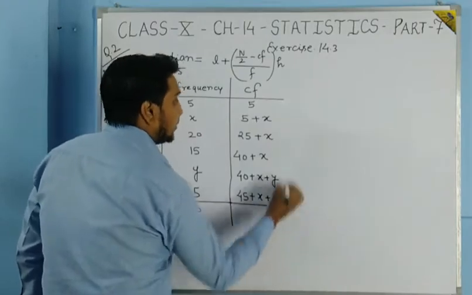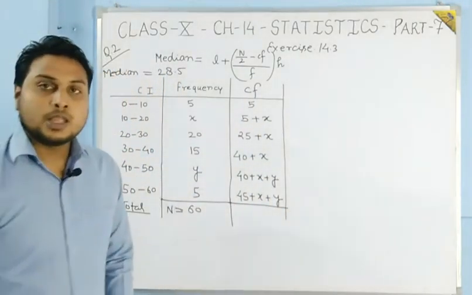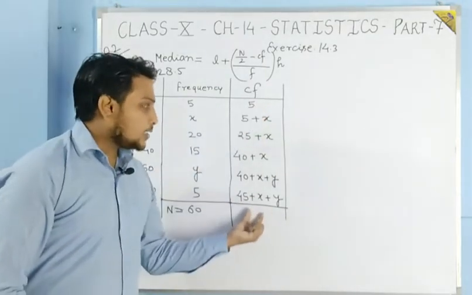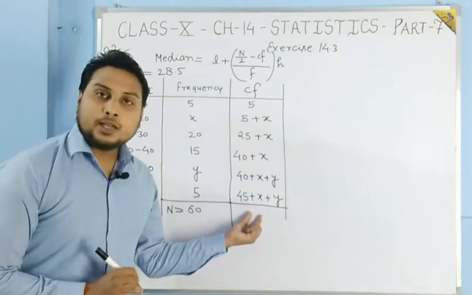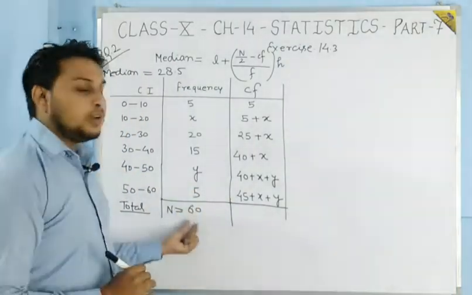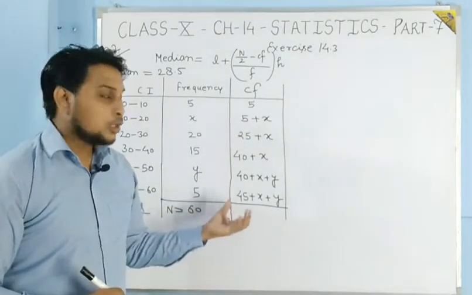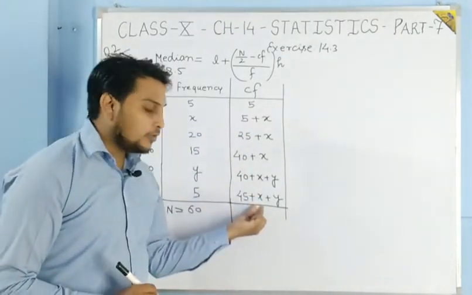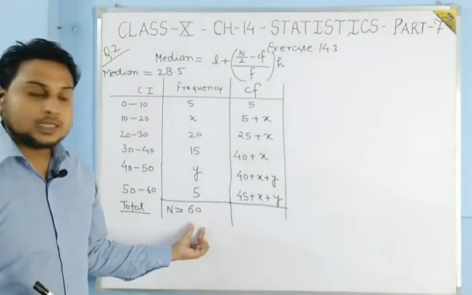Okay students. And also students, I have told you that the last number of the cumulative frequency column should be equal to the sum of frequency. Okay, why? Because we are adding these. So the last number of the cumulative frequency column should be equal to the sum of frequency, means n.